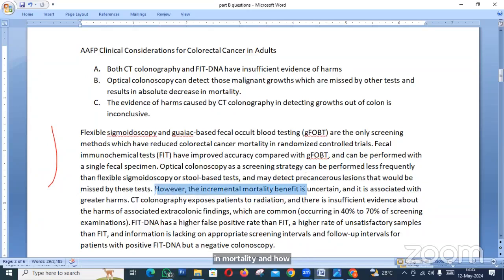So this is wrong, because it says it results in an absolute decrease in mortality, while here it says there is no evidence, and the incremental mortality benefit is uncertain. That means they are not sure about the change in mortality, whether it is increased, decreased, or remains the same. So option B is wrong. Then let us go to C.